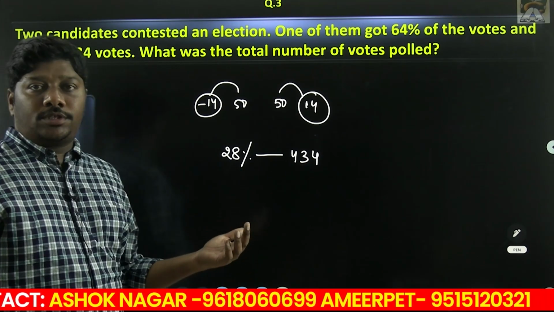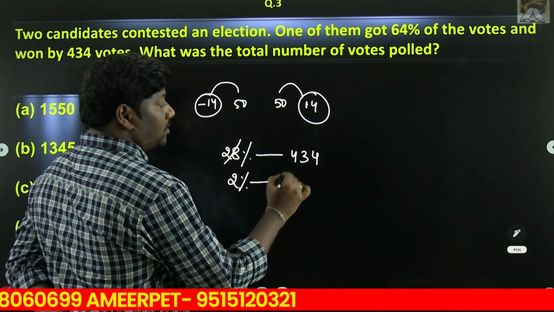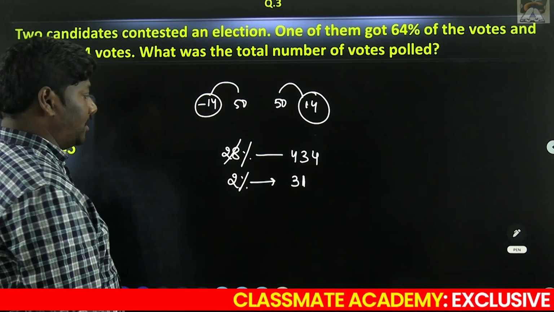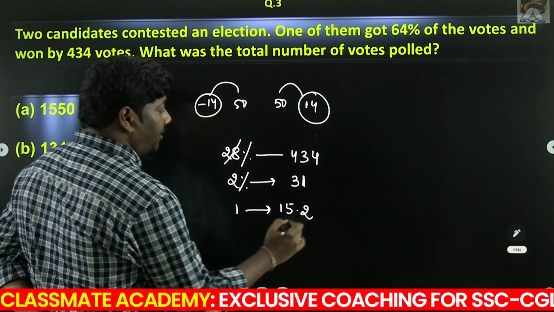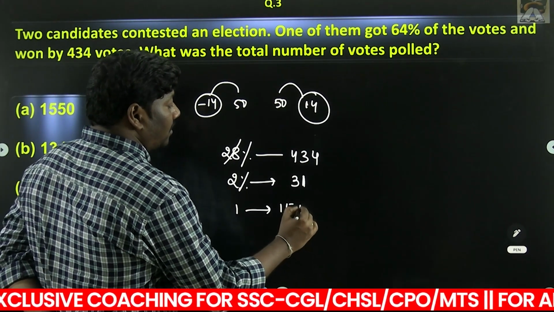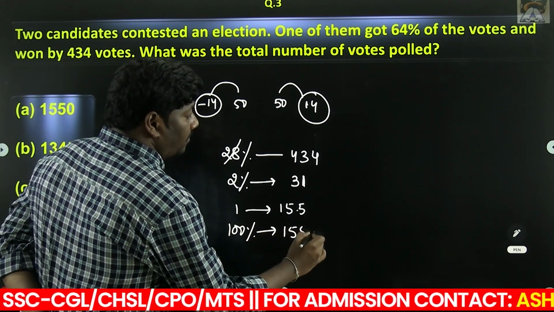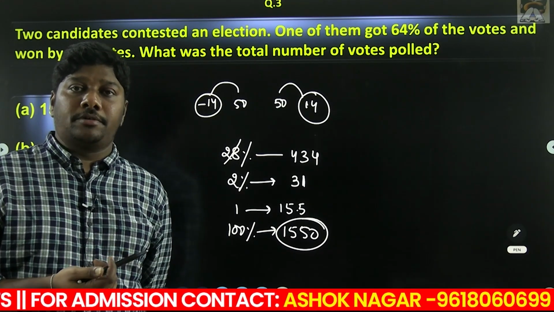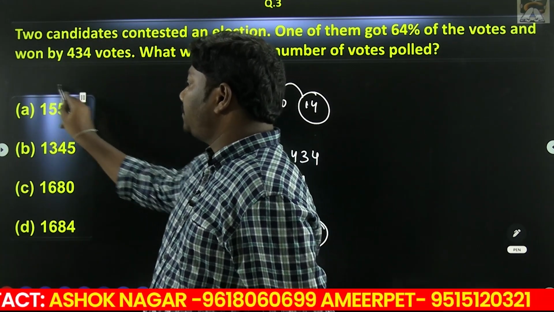So what was the total votes polled? You can cancel it in the 14 table. 14 2s are 28, 14 3s are 42, so 28% is 434. Therefore, 2% is 31. Therefore, 1% is 15.5. 100% is 1550. If you divide 31 by 2, you will get 15.5 as 1%. Therefore, 1550. You can see that as the first option.